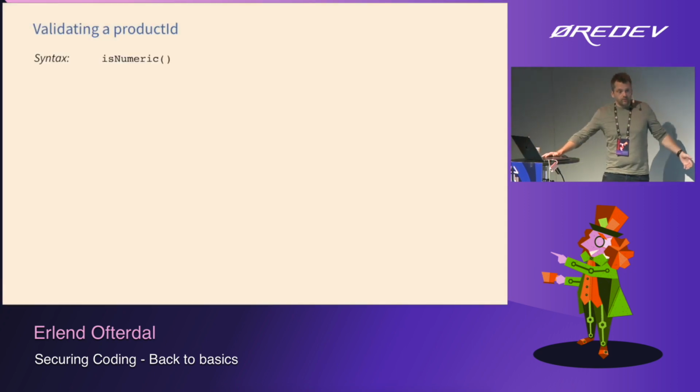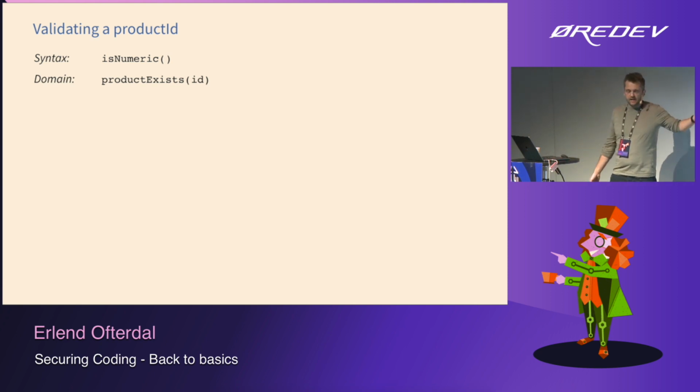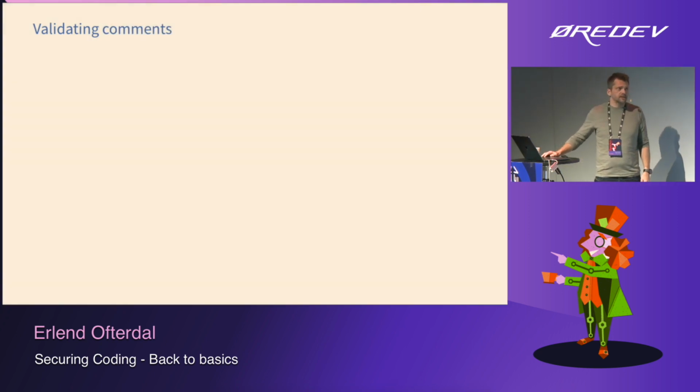A product ID, we could check, is this numeric? And then we could have a domain validation that checks, well, is this actually a product that exists? And we do that before we start using this ID all over the place. So that's a couple of easy ones. And then it gets a bit more complex.